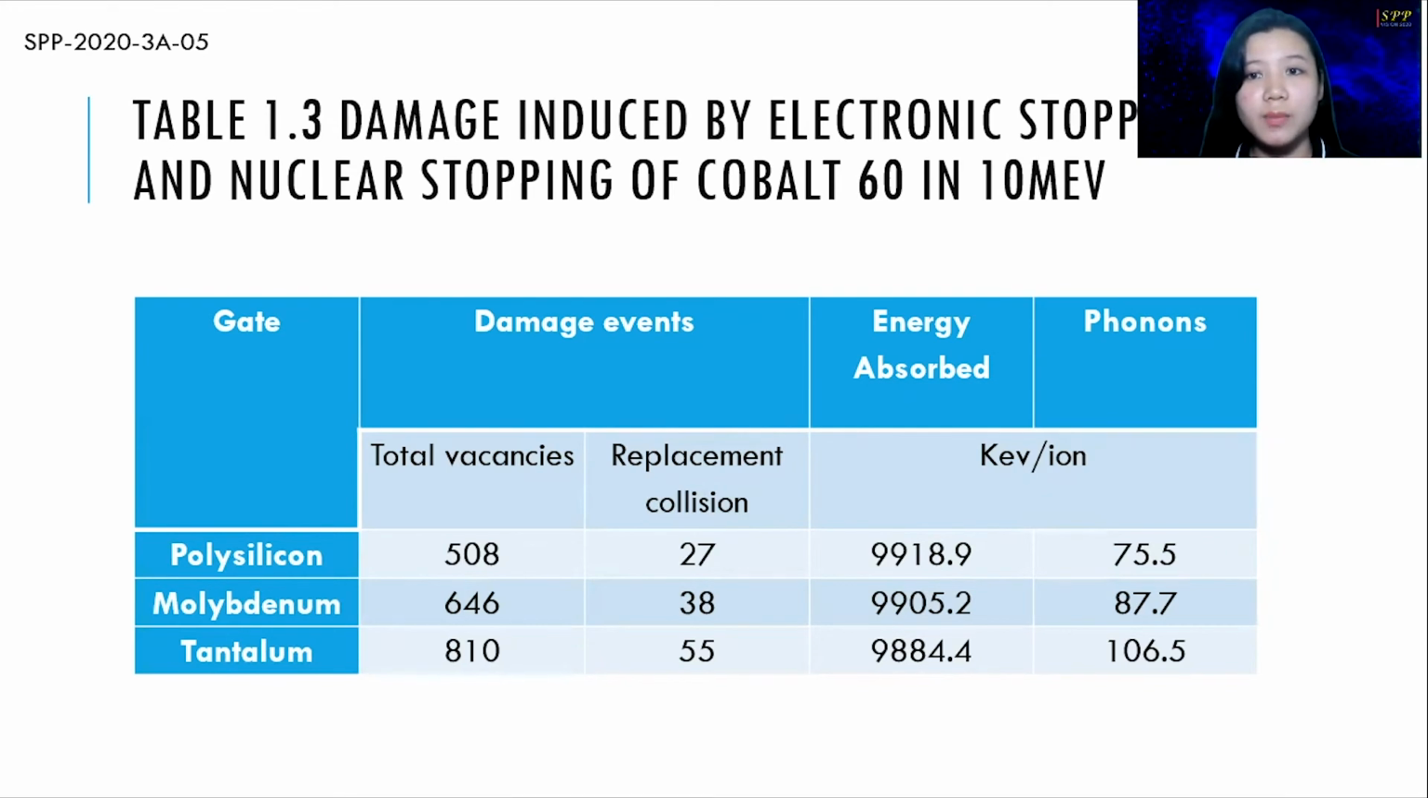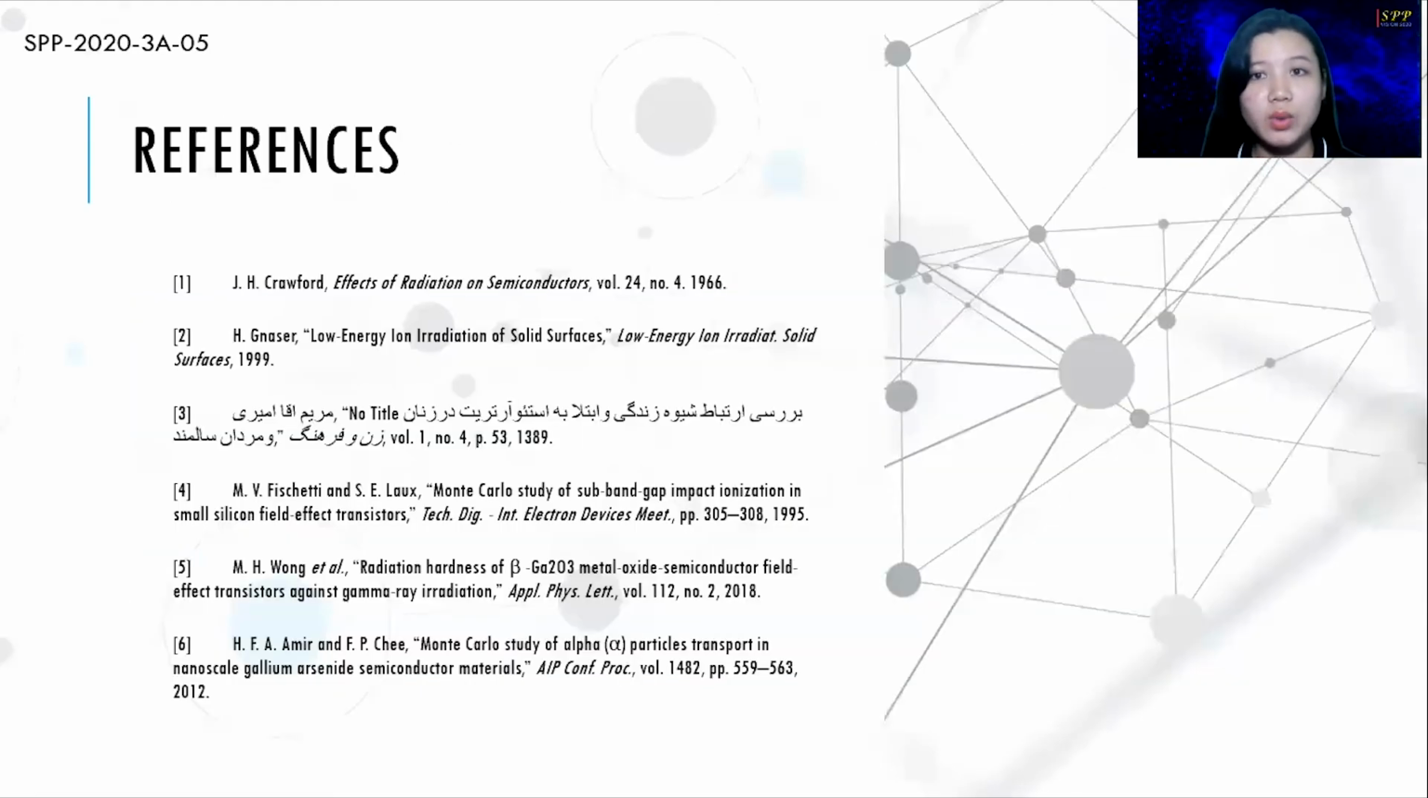Molybdenum may fill in the depletion issue of polysilicon gate and become a better metal gate that would keep our devices in good service. So these are the references in conducting the study.